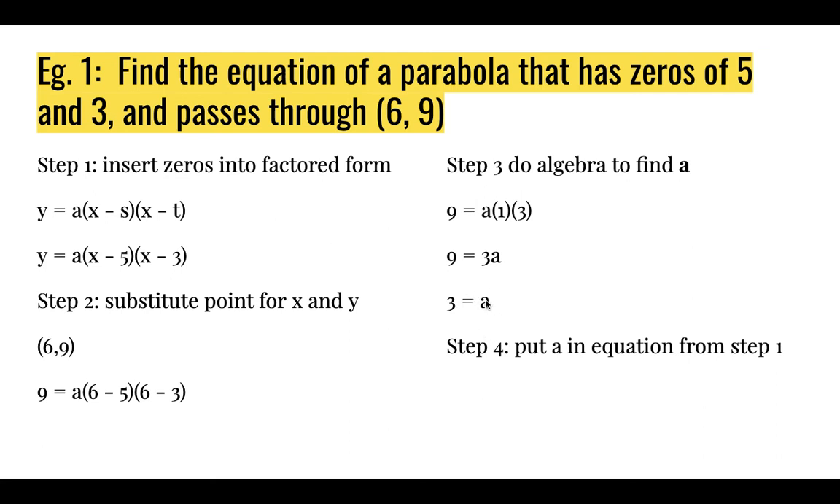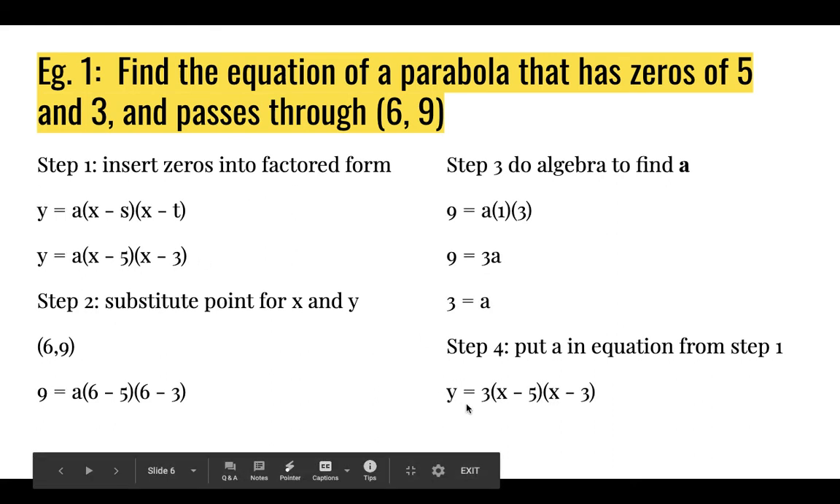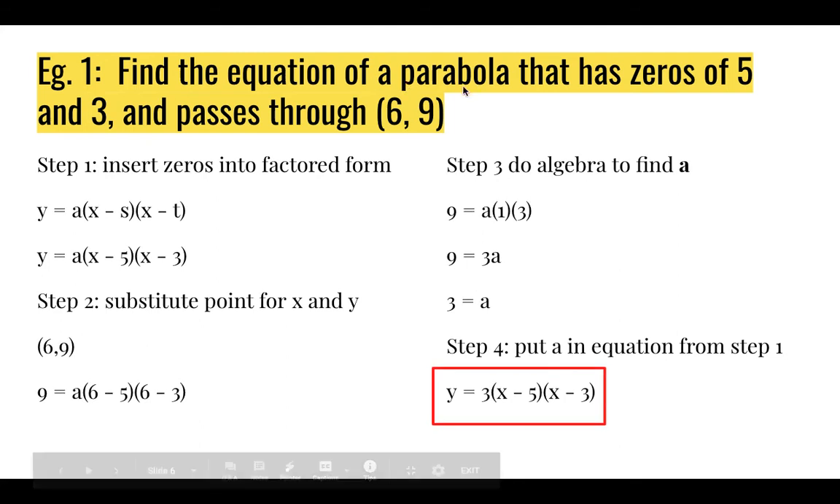So your fourth step is you're going to put the a that you found in step 3 into the equation that you started to create in step 1. So our final equation is y equals 3 times (x minus 5) times (x minus 3). And that's our equation of this parabola that goes through these points.